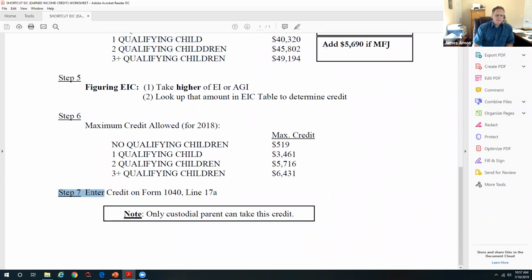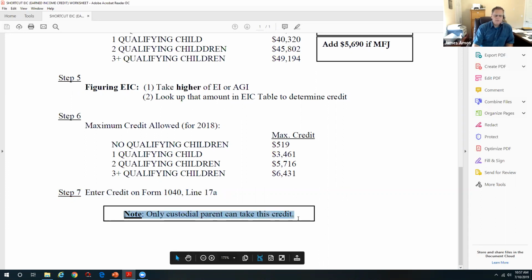So what do you do? Step 7, you enter the credit on Form 1040, line 17A. So everyone, go back to line 17A and just take a look at that, so you can see where it goes. See that? The first one, 17A, see instructions. That's where you'd write that credit amount. Okay?